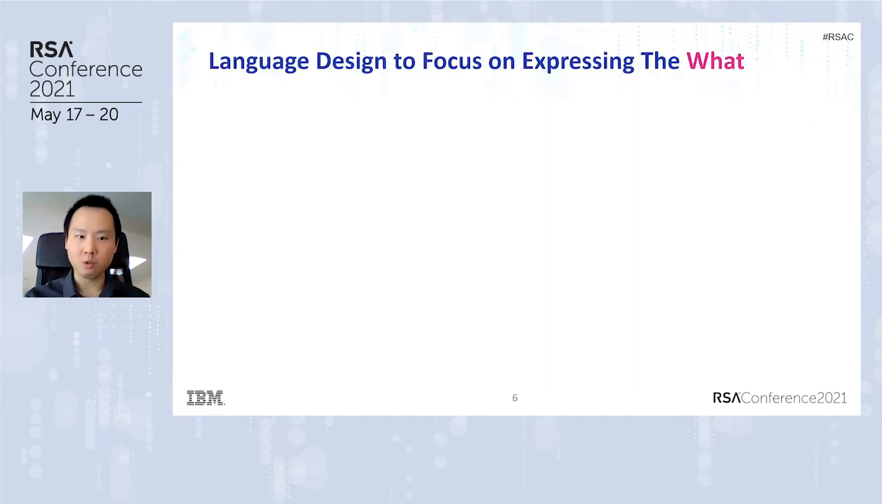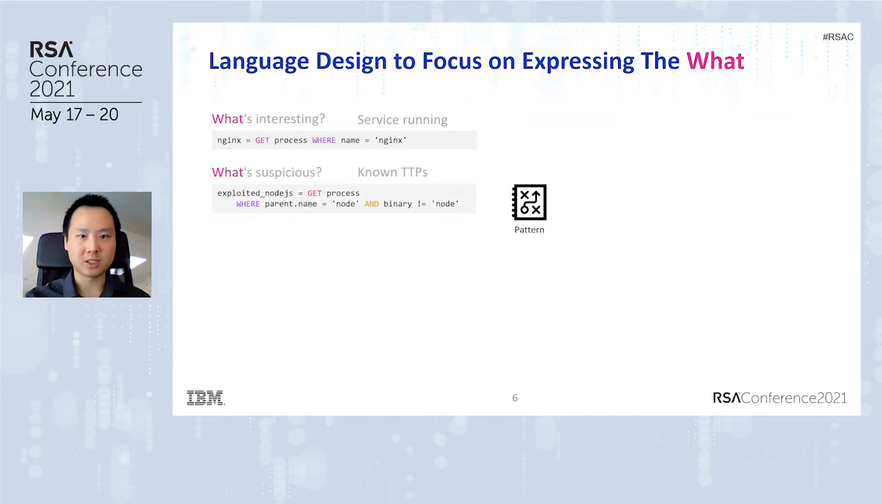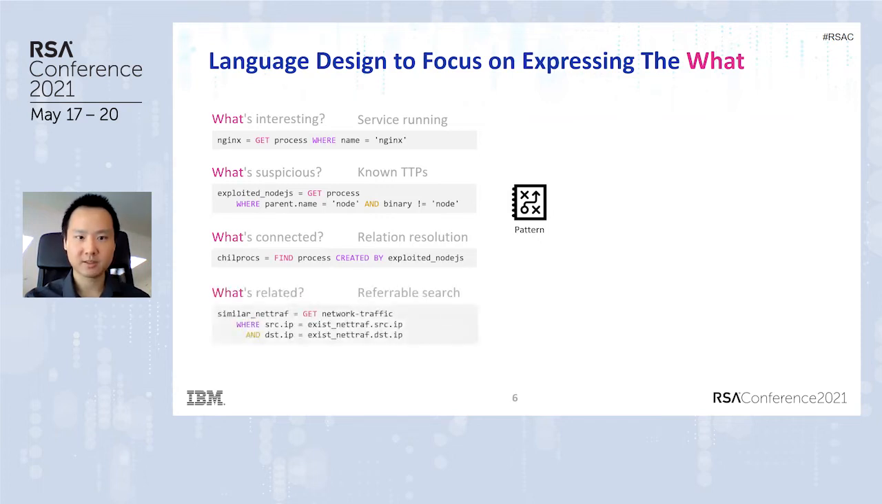So what are the what? In the language design, we carefully abstract the what into two categories. First is patterns, or graph patterns as our ultimate goal. A user can use a pattern to describe what he or she wants to take a close look at. Some interesting processes, instances of TTPs, connected entities like child processes of a process, or any entity that has some relations or shares some common information with what he or she already inspected.